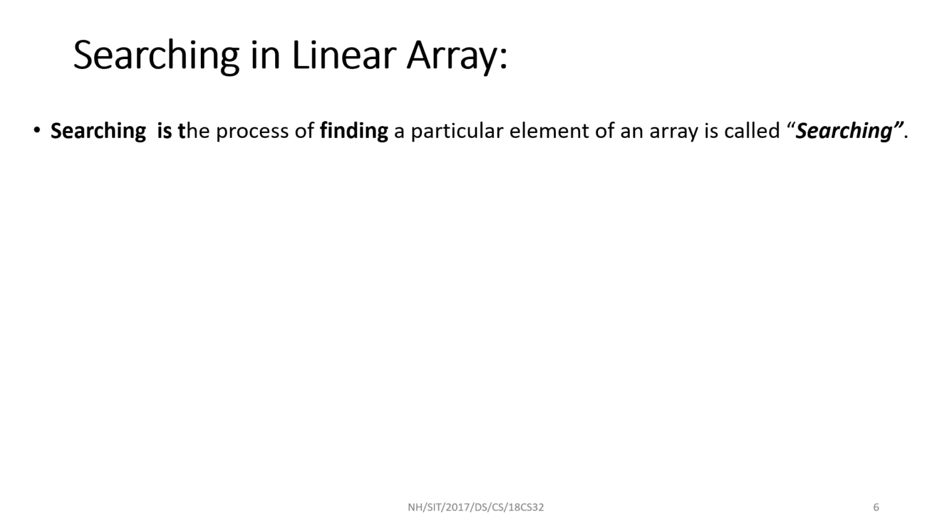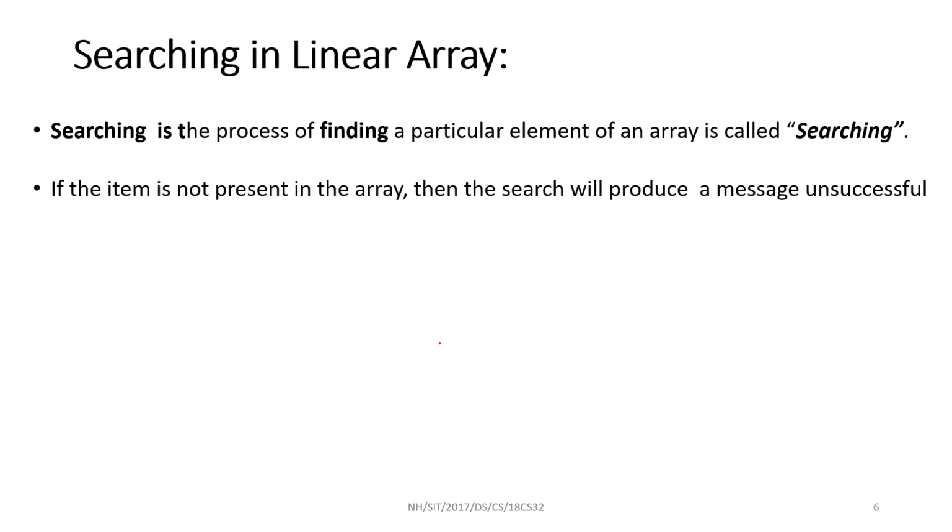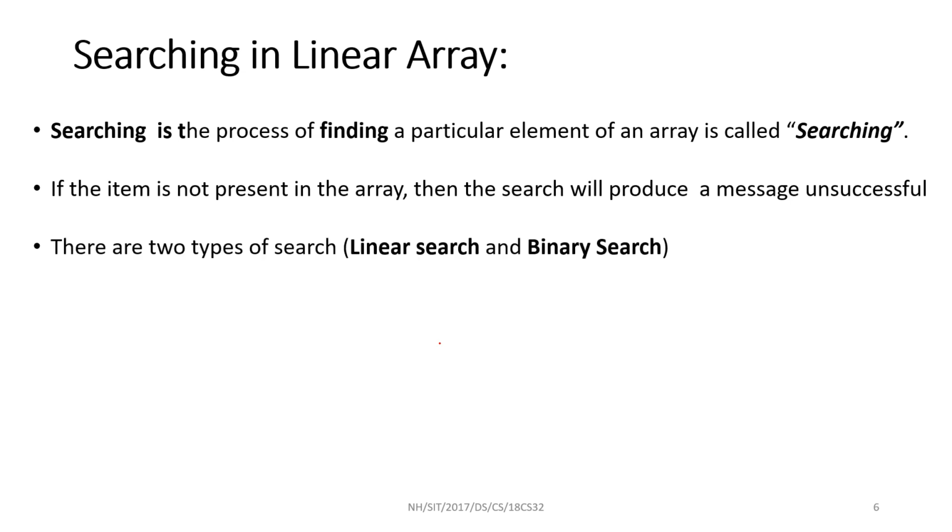The next operation that we can perform on an array or list is searching. It is the process of finding a particular element in the array. When we find that element, we return the position. We say that it is a successful search operation. If, till the end, that element is not there in the list, we end up with an unsuccessful message: that element is not there in the list.